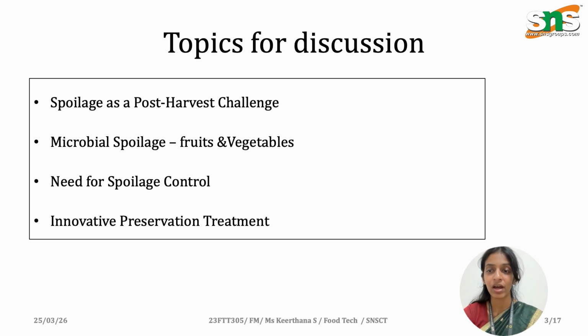Let's start with a question. Have you ever wondered why fruits spoil even after the harvest? That's because fruits and vegetables are still biologically active and they have living tissues, and that is the exact reason why spoilage occurs. So, in today's lecture, we will be discussing microbial spoilage in fruits and vegetables, how to control the spoilage, and what are the innovative preservative treatments that are available.